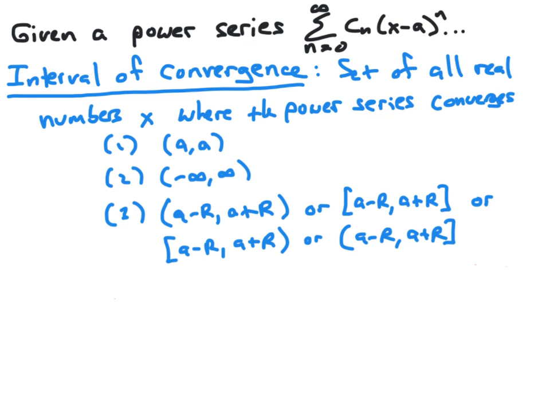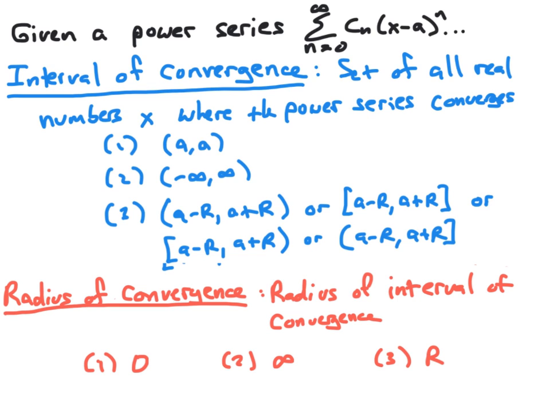And in case 3, although not initially defined in this way, we were able to see that the inequality condition showed us that it would converge between a minus r and a plus r, and we have to check the endpoints to determine whether those are included or not. And so our interval of convergence would have one of these 4 particular forms. Notice that all of these intervals have the same left endpoint, a minus r, and the same right endpoint, a plus r, and the only difference between them is whether or not the left and right endpoints are included or excluded.